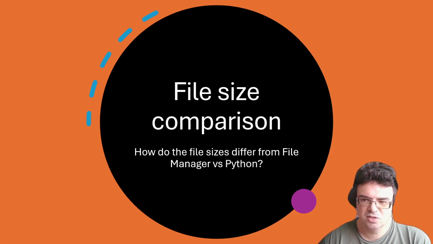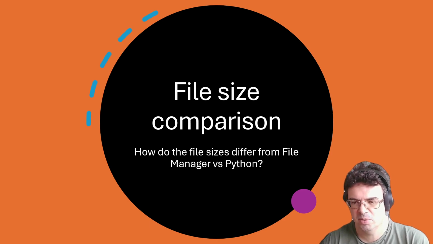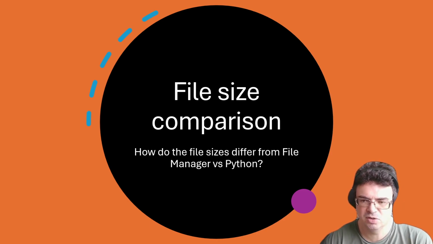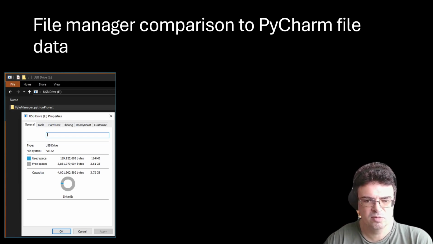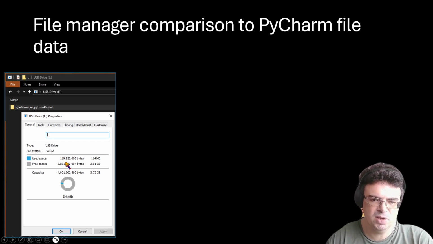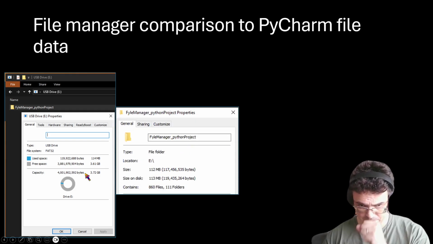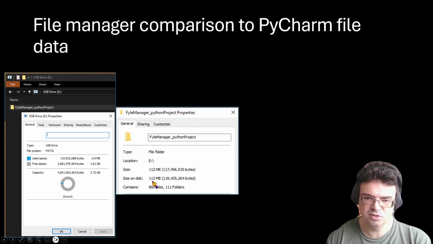So now I'll just mention a file size comparison of what PyCharm has found versus what File Manager has found. So in File Manager, if I was to put in E drive, for example, which is just a 4 gig USB disk that I've got plugged into the computer, you'll see here that it's got 119 meg and 114 used. In the folder properties within the USB, you can see it's 112 versus 113. Even though it's the same data, this 119.4 versus 119.9, it's very strange how it doesn't really match.